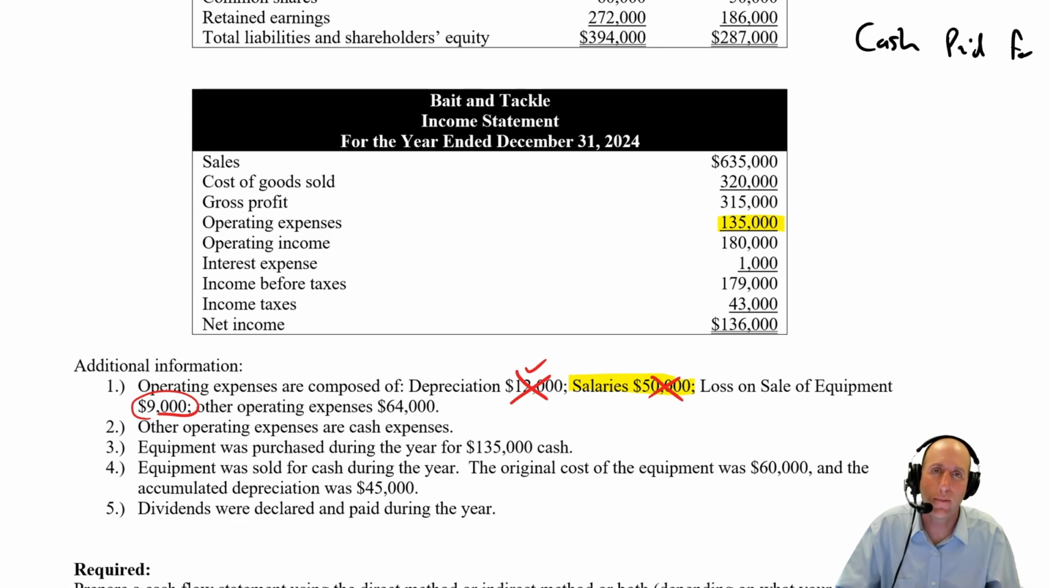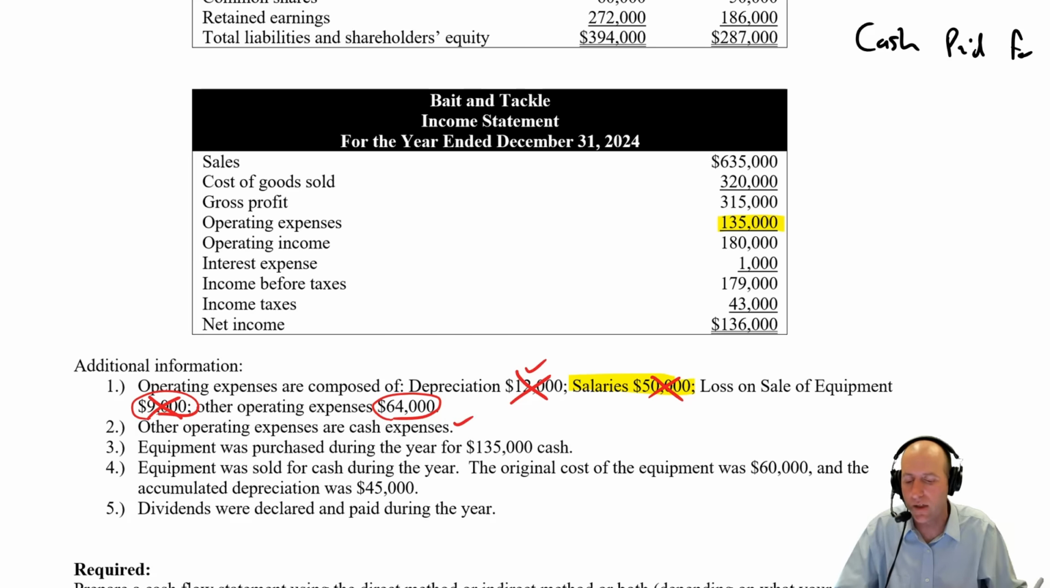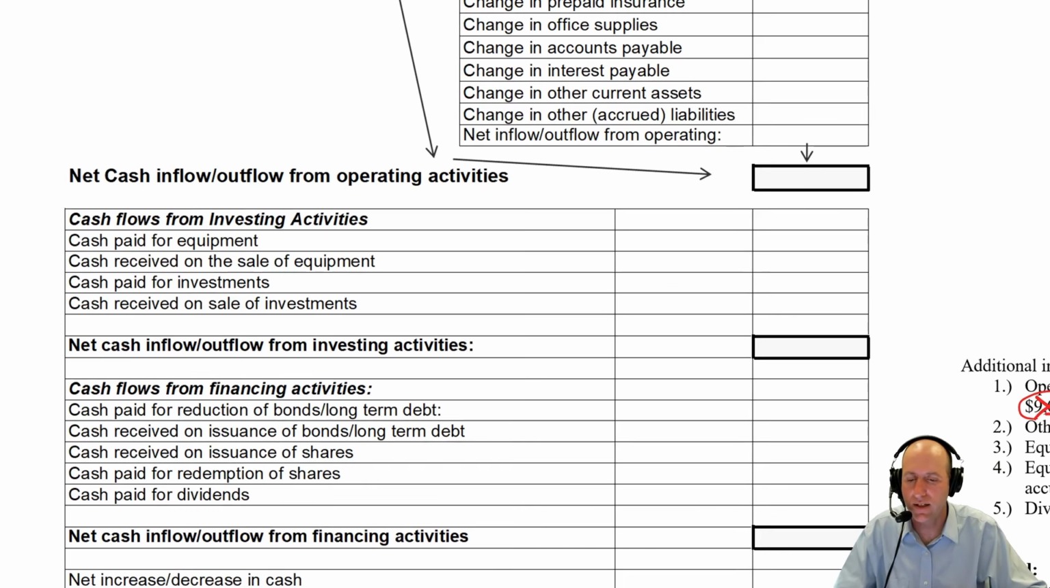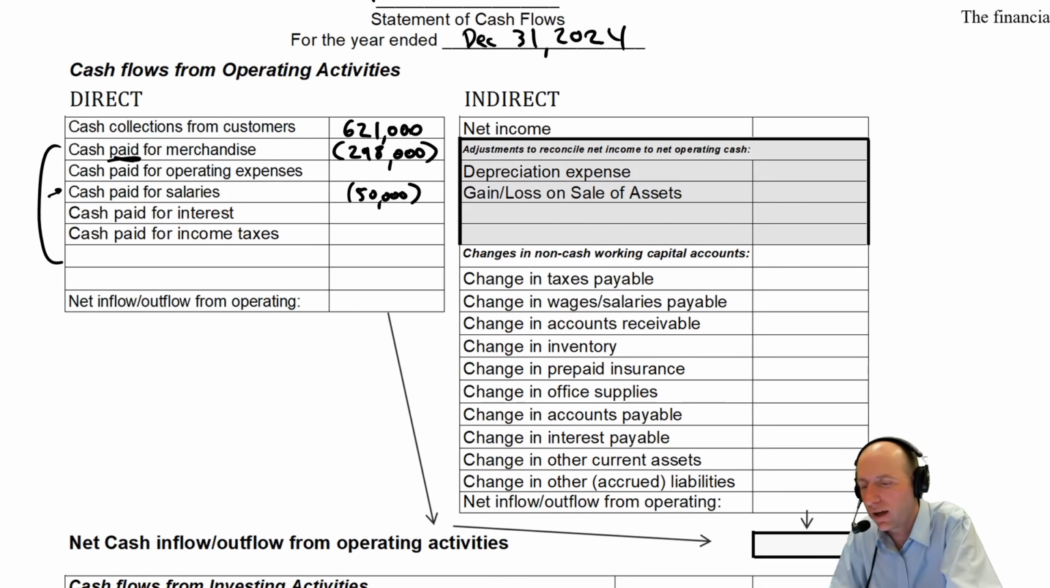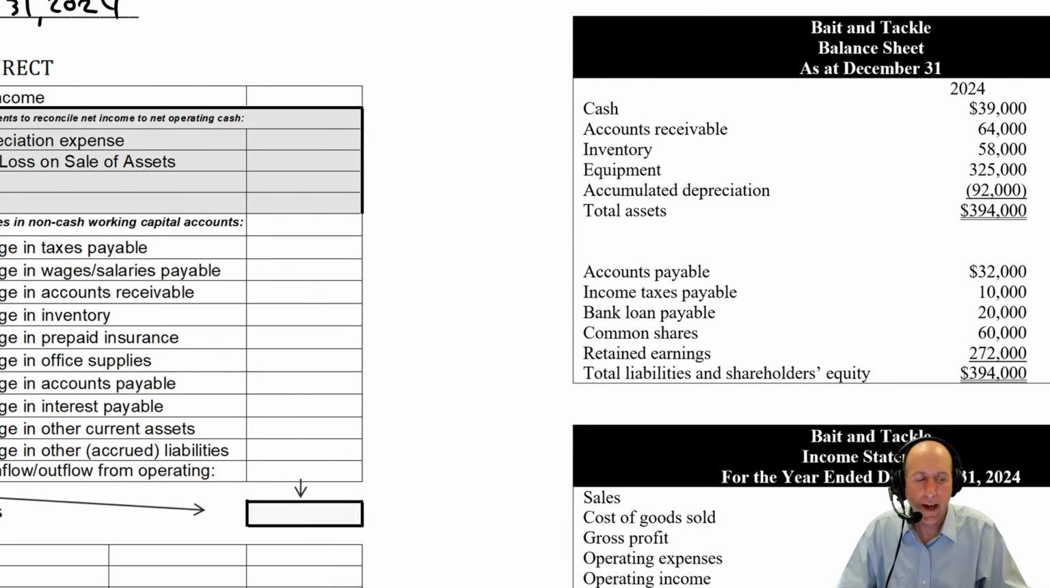Yes, when I sell equipment, there is cash flowing, but this is not an operating transaction. This is an investing transaction. So I'm not going to include it here because this is cash flow from operating activity, so this $9,000 doesn't belong. That leaves us with $64,000 in other operating expenses, and the next bullet says other operating expenses are cash expenses. So let's pull in that $64,000 as cash paid for operating expenses, $64,000.